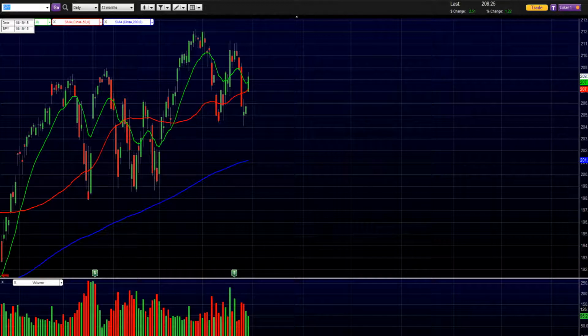At the end of the video, I'll show you how to scan for these gaps, what to look for in the gap, and what makes it a good gap play.